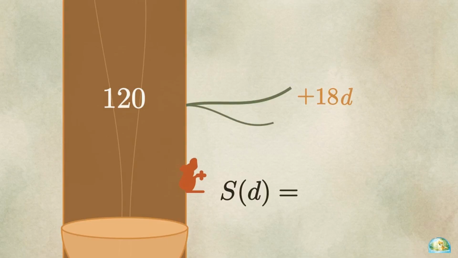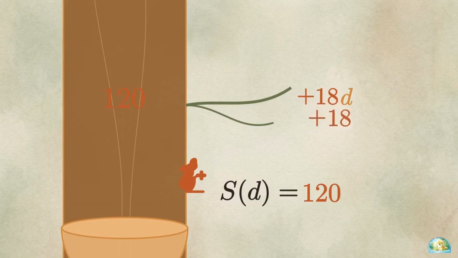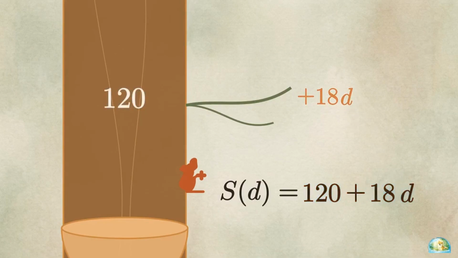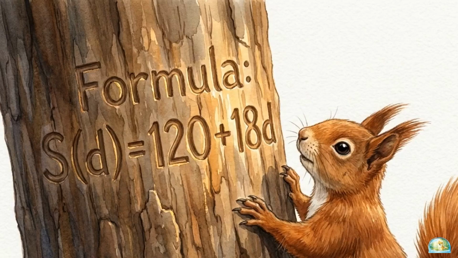The phrase starts with 120 gives us our constant value. It's the baseline amount before any daily changes happen. The phrase 18 more each day tells us the constant rate of change. We map that as the coefficient attached to our variable d because we add 18 for every passing day. Combining the starting constant and the rate of change gives us our exact equation. An explicit rule is S of d equals 120 plus 18d.